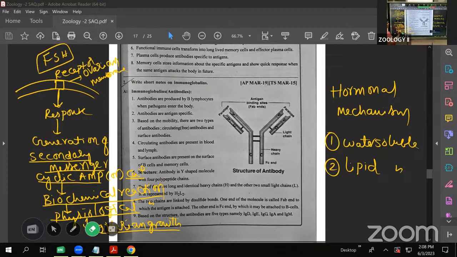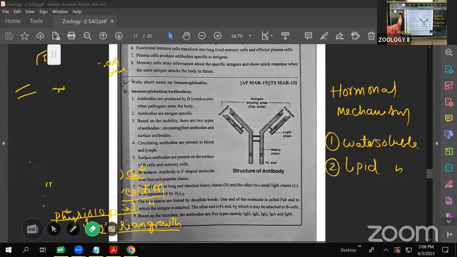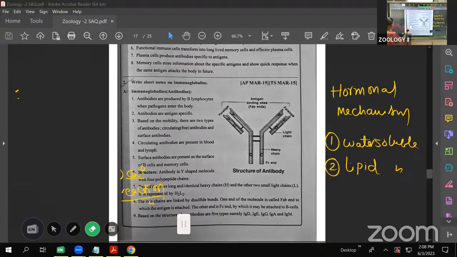Next, we are going to discuss the second type, the lipid soluble hormones.